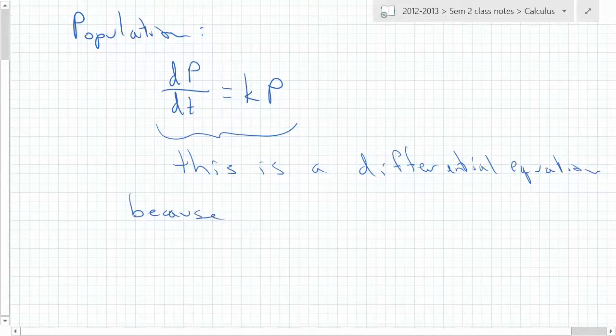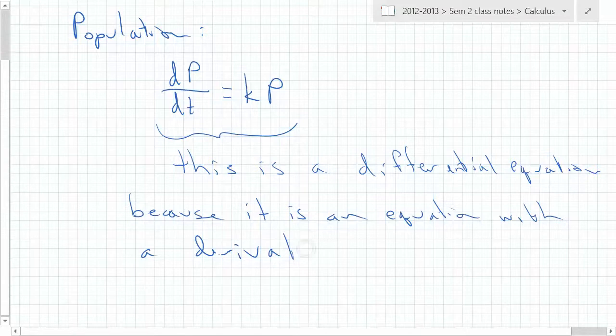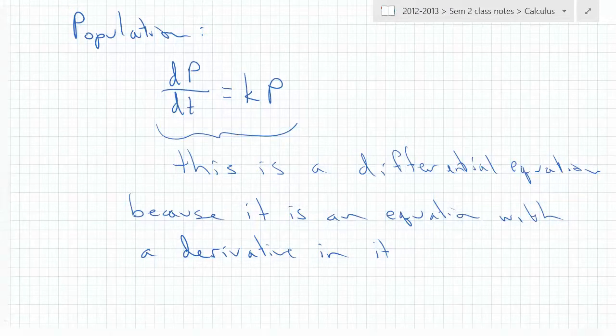This is a differential equation because it is an equation with a derivative in it.